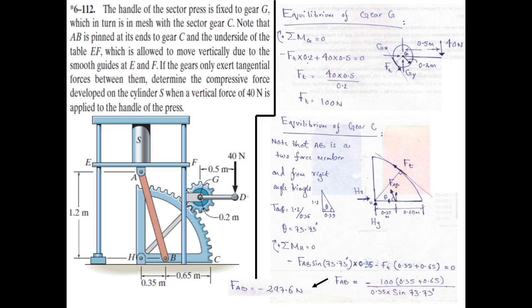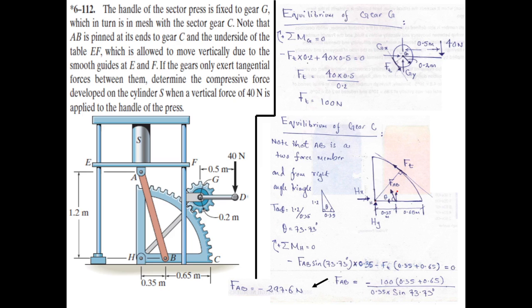Only the y component of FAB will generate moment about point H, and its x component will also not create any moment because the line of action is passing exactly through point H. And then this FT is going to create moment about point H, okay, and the moment arm being the radius of this sector circle, which is 0.35 plus 0.65 meters.